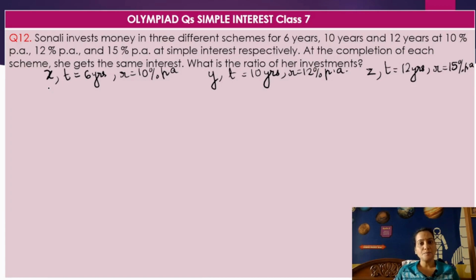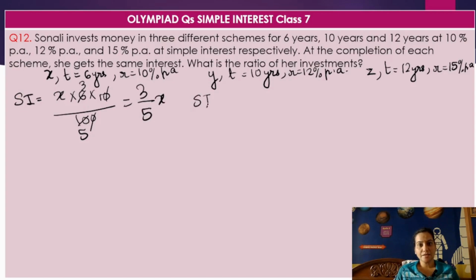So let the principal that she invested in the first scheme be X, second scheme be Y and third scheme be Z. As per that we will find the simple interest, which is the same in all the 3 cases. We will equate the simple interest and get X in terms of Y, Z, something like that. Let's start first. Simple interest here will be principal X into 6 years into the rate of interest which is 10 by 100. So the zeros will cancel, 2 3s are 6, 2 5s are 10. So the numerator is 3, the denominator is 5 and this becomes 3 by 5 X.